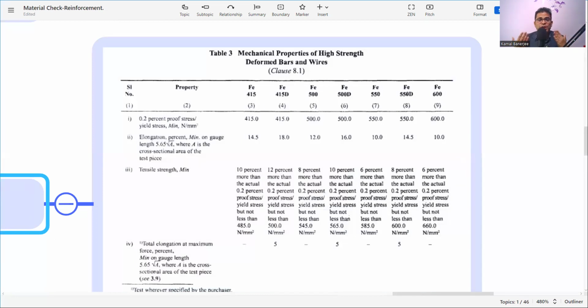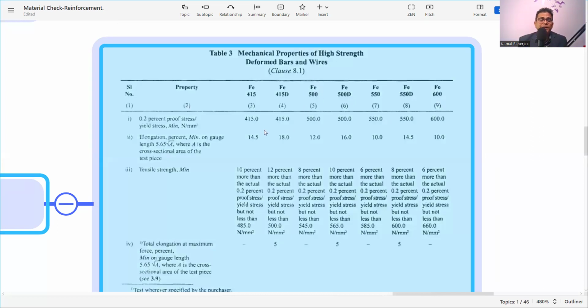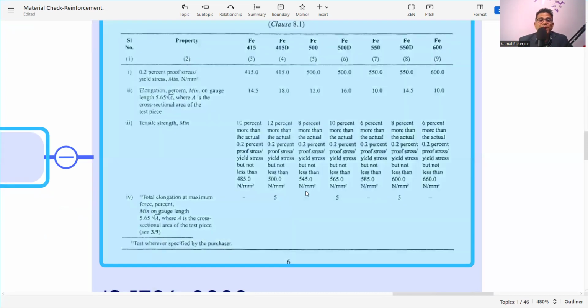So we have to keep these with us, and whenever the mill test certificate comes, we need to check along with this. Suppose we have Fe 500. That means what will be my minimum proof stress? That is 500. Then what will be the minimum elongation percentage? That will be 12%. And what will be the tensile strength? 8% more than the actual 0.2% proof stress, yield stress, but not less than 545 Newton per millimeter square. So we need to verify that these things are maintained in the MTC.